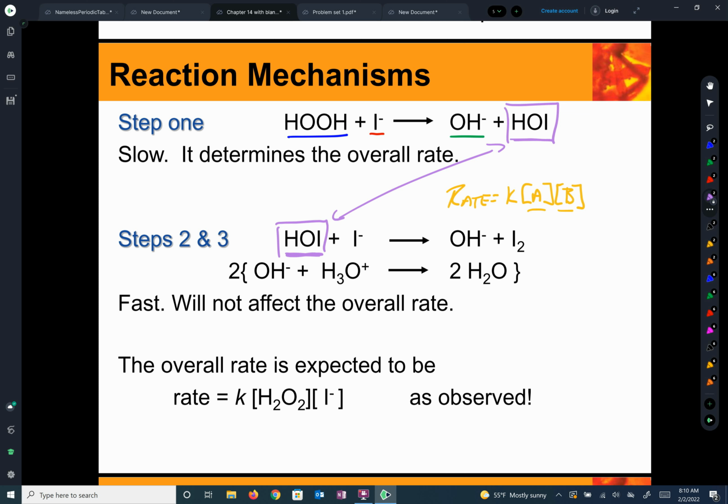So when you guys are going through and starting to analyze these problems, what you need to do is take a look for things that are consumed and produced immediately in subsequent steps, okay?